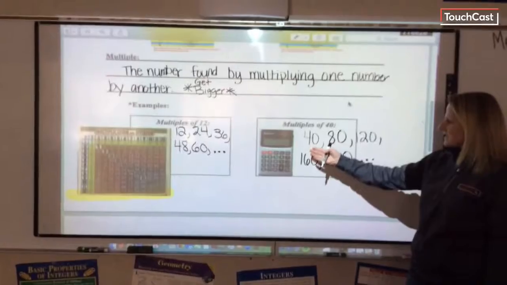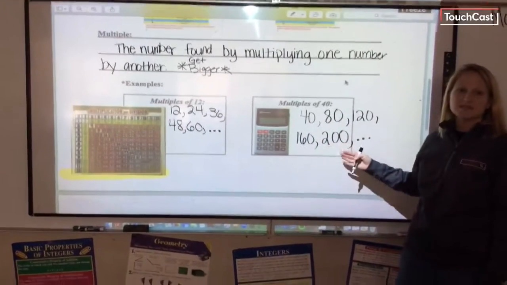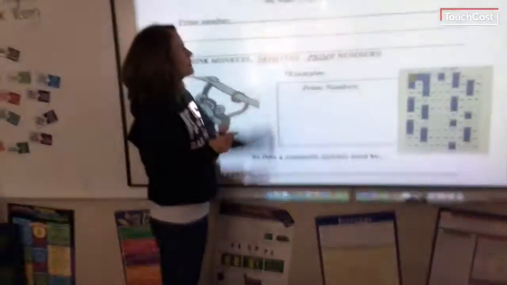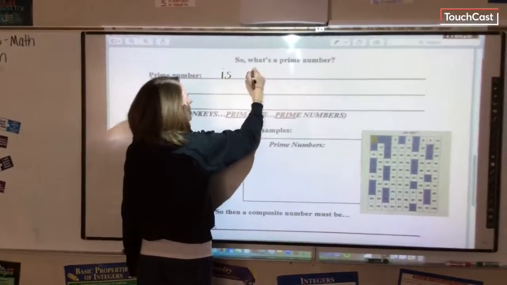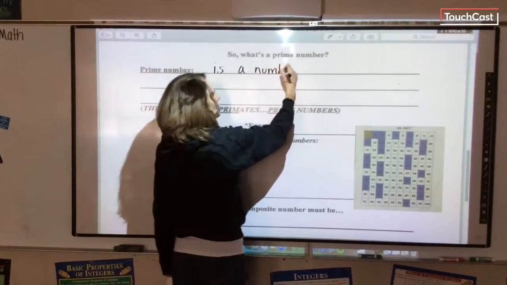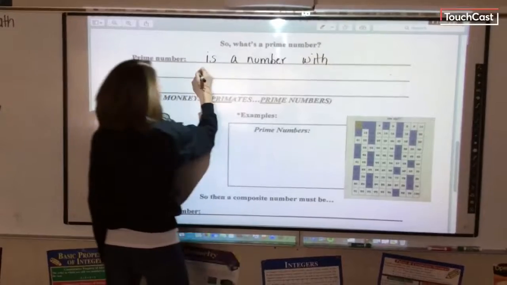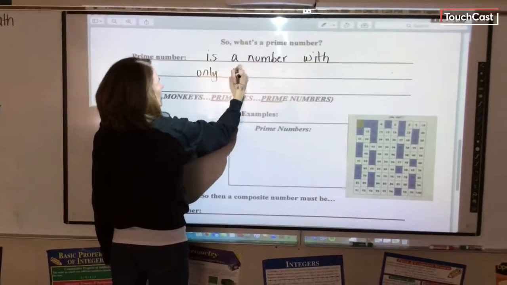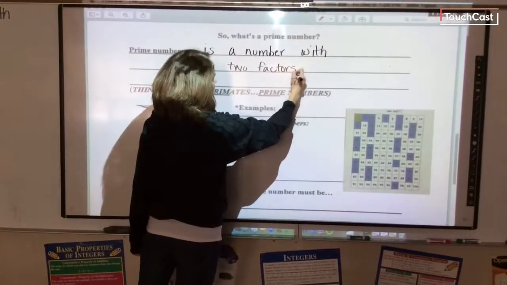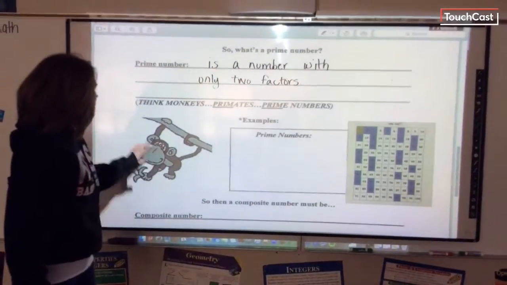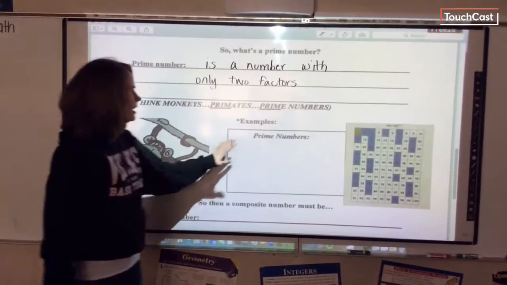And again, these would go on infinitely. It's also just like counting by 40s. 40, 80, 120, 160, 200. Next we'll be talking about prime numbers. A prime number is a number with only 2 factors. Again, only 2 factors. So we're thinking the monkey here, primates, prime numbers, it just helps you.